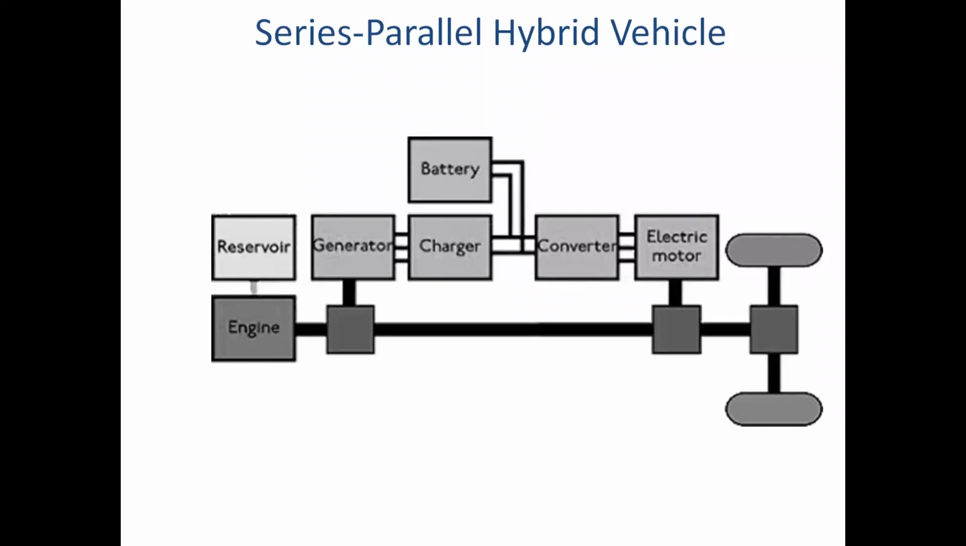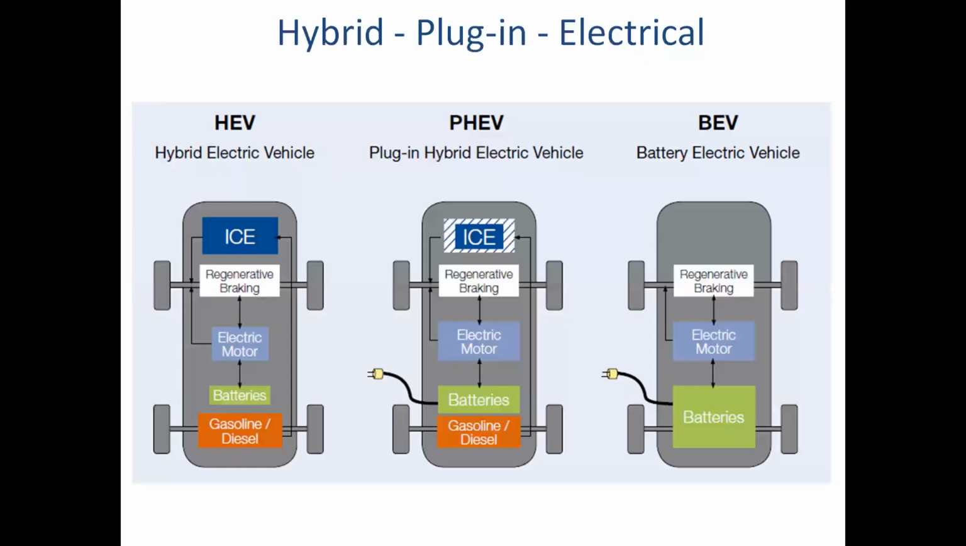So that means in this both possibilities are there. There is a series possibility through the generator, motor and transmission, and there is a parallel possibility in which separately you can run your vehicle through the engine or through the electric motor. So this is the series parallel hybrid vehicle. I think this is clear about the hybrid vehicle.